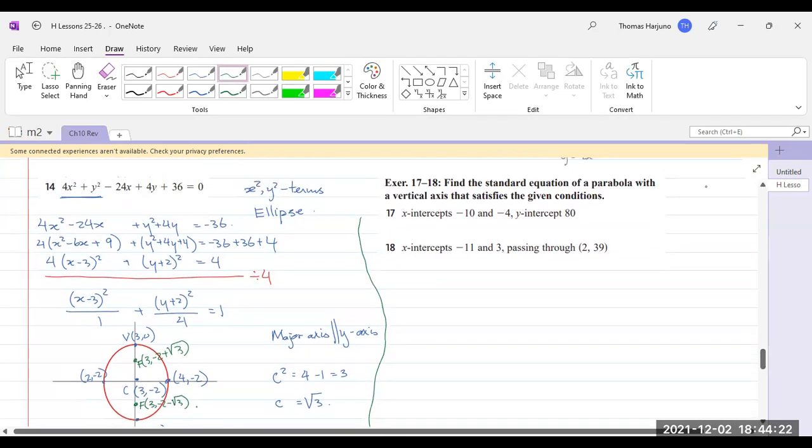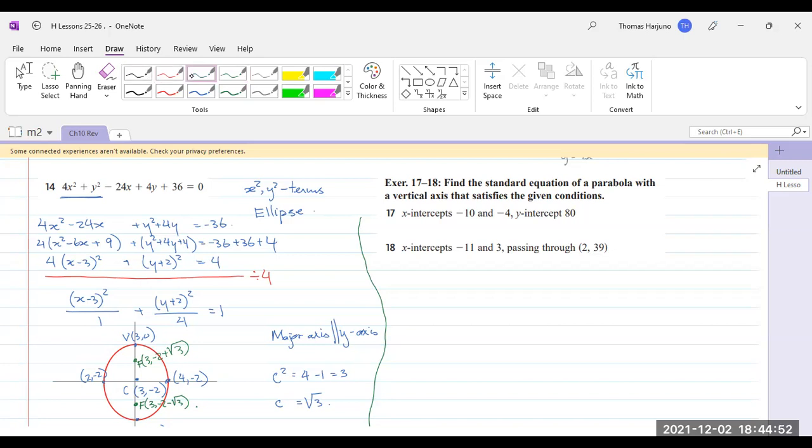Now we go on to the next level. What we had before were 7 questions where we were given equations, and then we tried to get the vertices, the foci, and all possible information, right? In number 17 and 18 and on, we go backward. Suppose we are given information, can we come up with the equation instead?